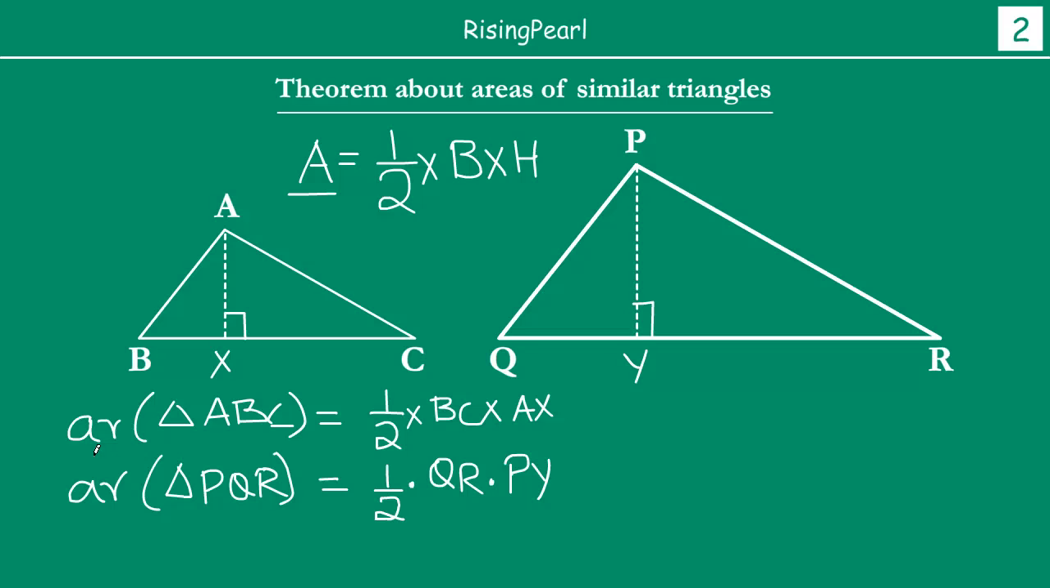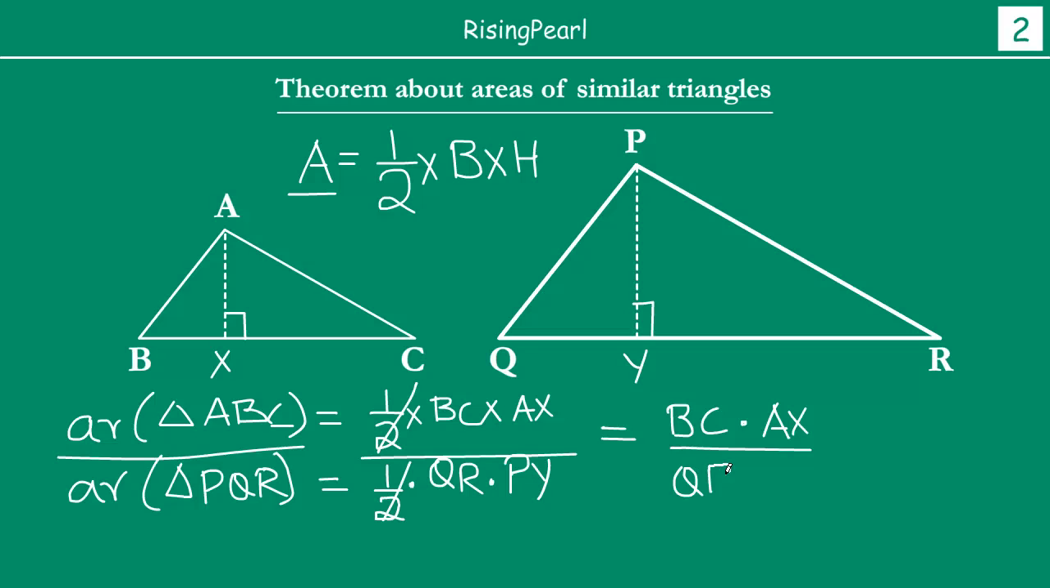If we are concerned about the ratio, remember we want to find the ratio of area of triangle ABC by area of triangle PQR. So we divide both. Half and half get cancelled. So what we have here is BC times AX divided by QR times PY. Let's say this is our equation 1.